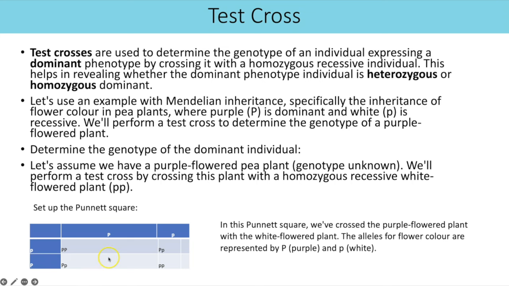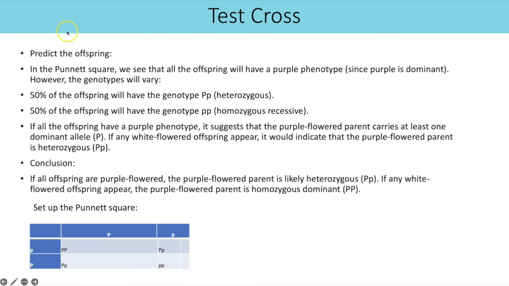Because in this Punnett square we've crossed the purple flower with a white flower. And because we do have a white flower here, that would only be possible if the purple parent was heterozygous, because to get a white flower, both parents have to have a white allele. So in these test crosses, if you get any offspring that have the recessive phenotype, it confirms the parent that was the dominant trait must be heterozygous. And that's what we've just got here explained. So you can pause, read through that bit, but it's what I was just talking through on that last slide.